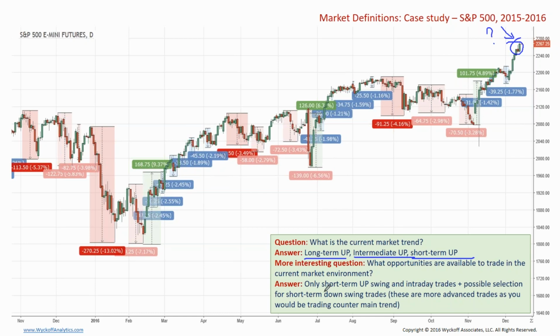Most likely we're only going to have short-term upswing, which is going to be either intraday right here, or it's going to be 2 to 3 to 5 to 7 days type of smaller short-term swing trades. And then the next move, more significant move, is going to be probably to the downside.